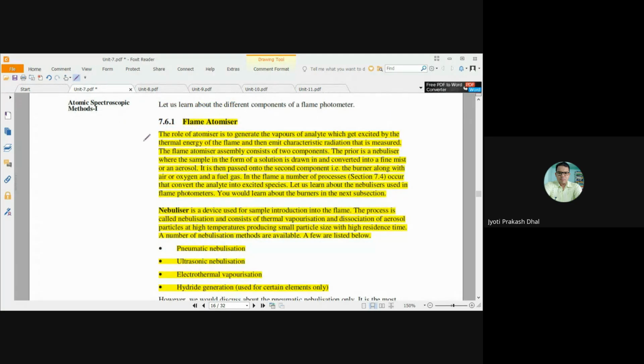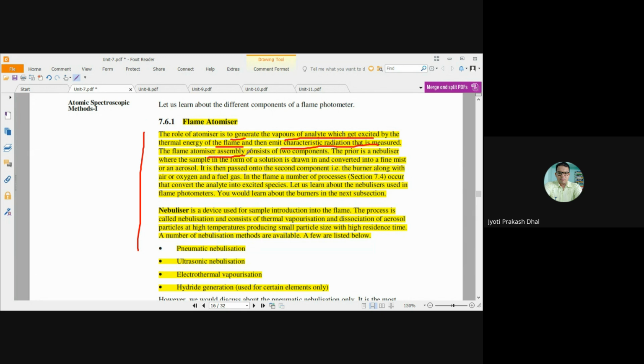So first we will discuss the different components of a flame photometer. The first one is the flame atomizer. The role of the atomizer is to generate vapors of the analyte, which get excited by the thermal energy of the flame and then emit characteristic radiation that is measured.